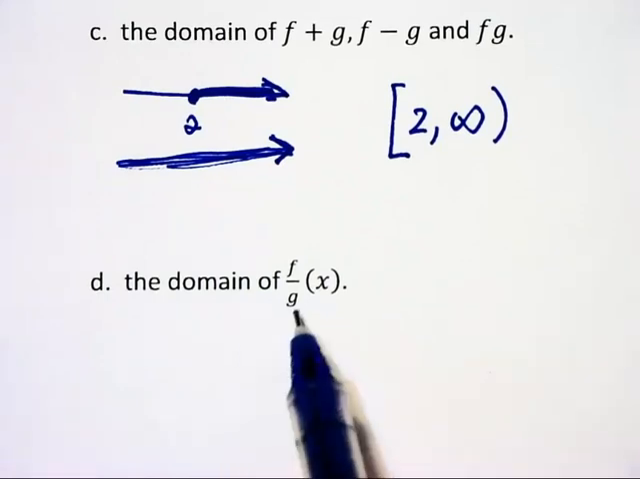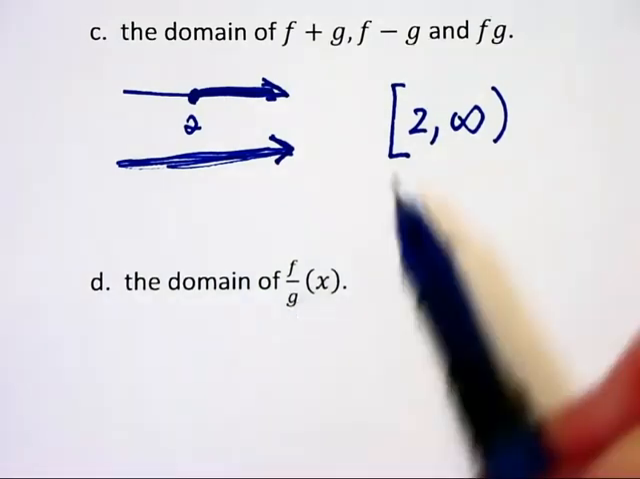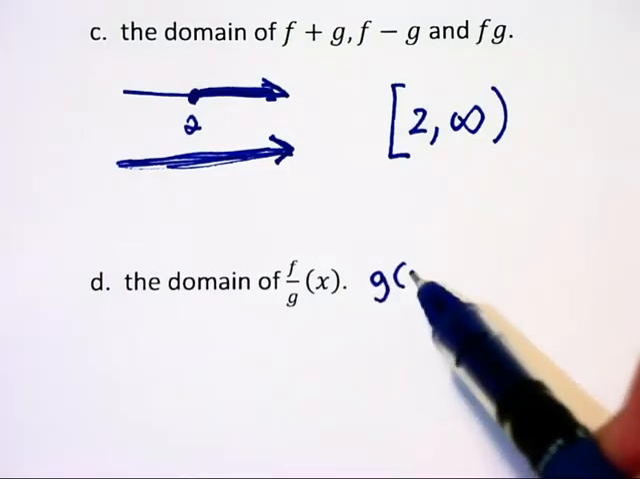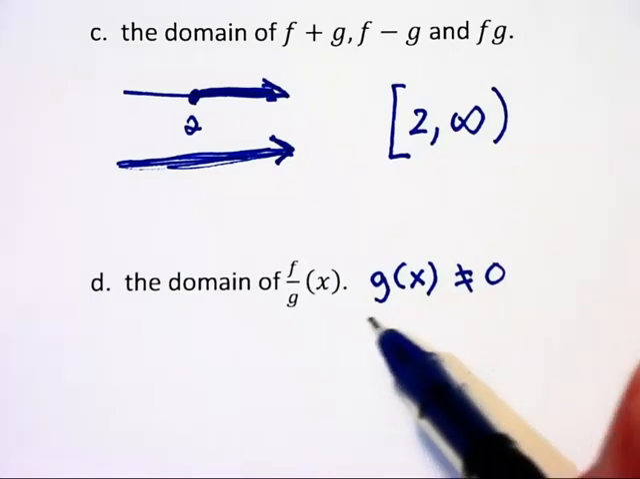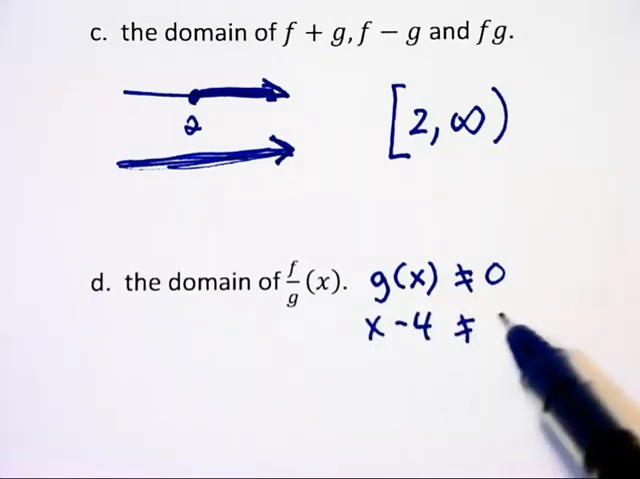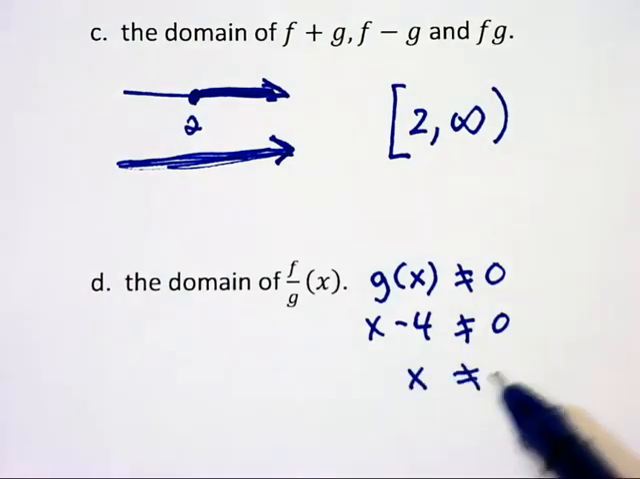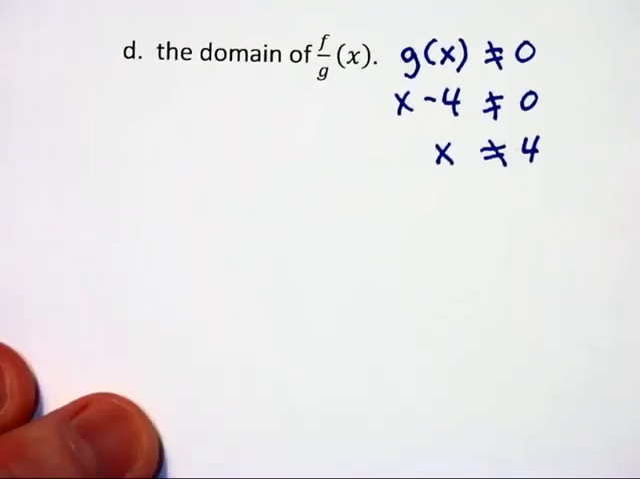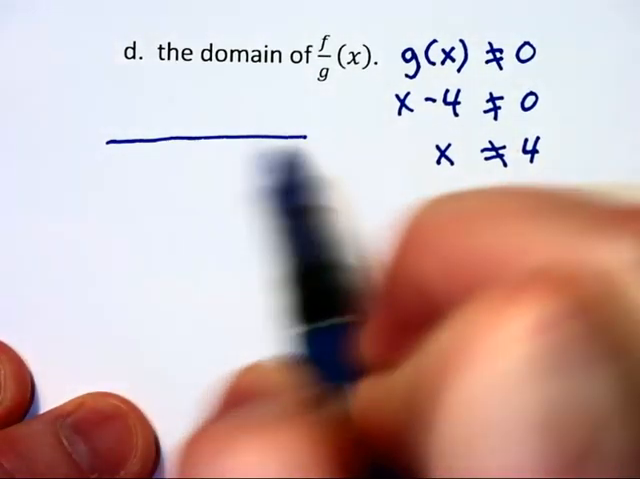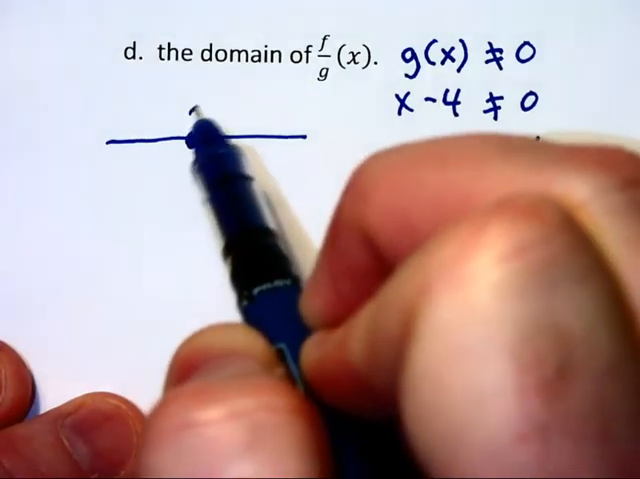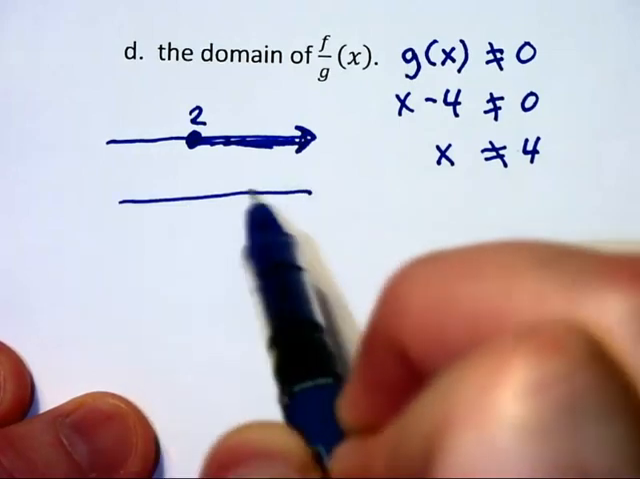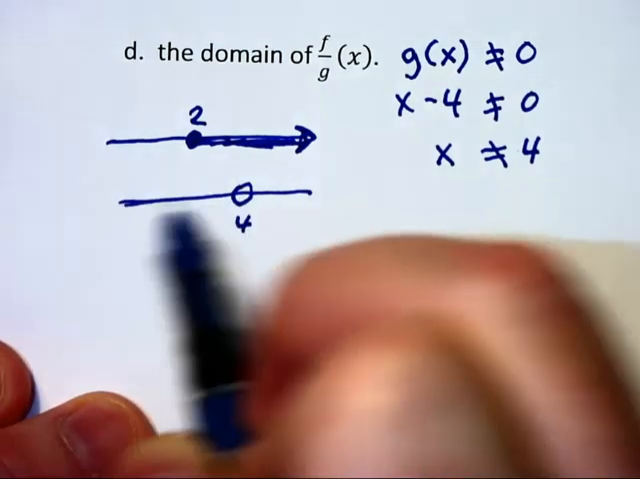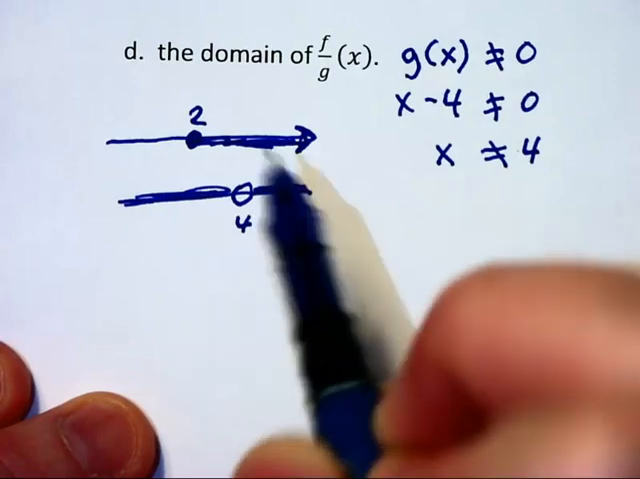Now for the domain of f divided by g, I need to make sure that g of x cannot equal 0 because I can't divide by 0. And that means x minus 4 cannot equal 0, and that x cannot equal 4. Now let's take a look at what we have. Previously, we know that the domain of the sum, difference, and product will be from 2 to infinity. Now we're saying everything but 4 is allowed for the quotient.